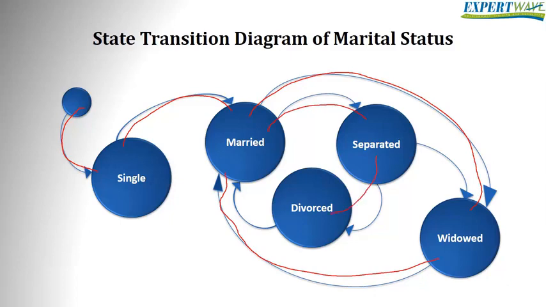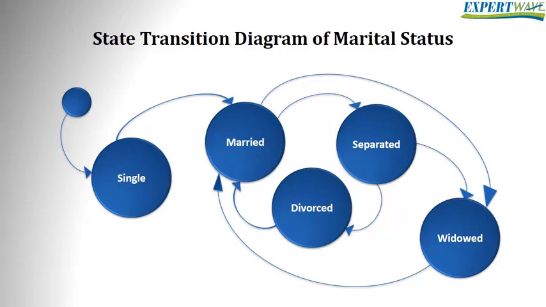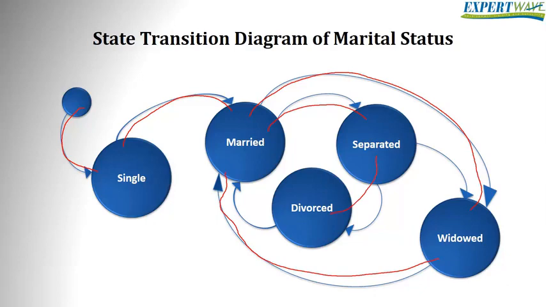In our example, one test case could be enough: single, married, widowed, married, separated, divorced. How many test cases are needed to go through all the transitions? In our example again, one test case could be enough, but it's different than the first one. In this case: single, married, widowed, married, separated, divorced, married, separated, widowed.